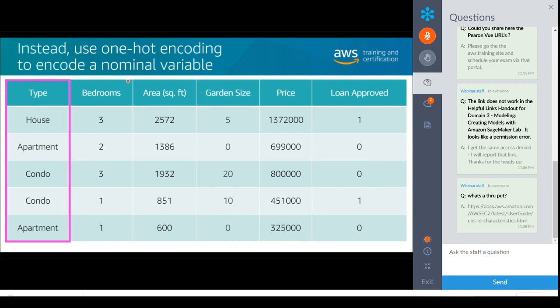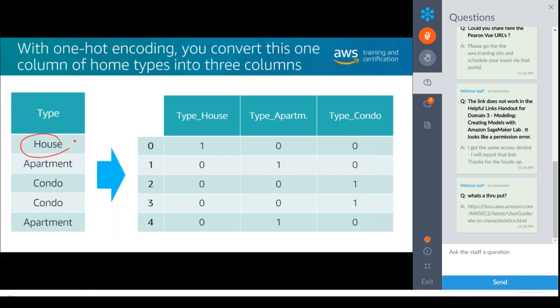So then house turns into its own column, apartment turns into its own column, condo turns into its own column, and we put a 1 in that column if it's a house. That's what one hot encoding means. So here we've got house, and then there is the column for house. So anytime it's a house, we put a 1 here. And then for this particular instance, it's a type of apartment. So every instance that is an apartment, we label it as a 1 here.